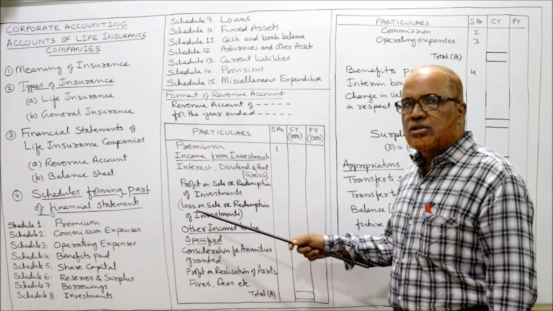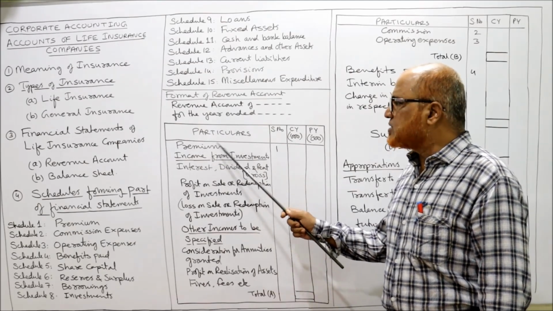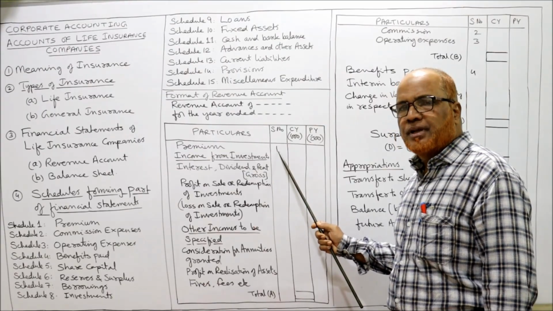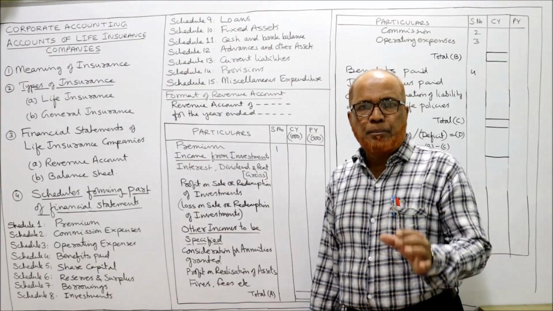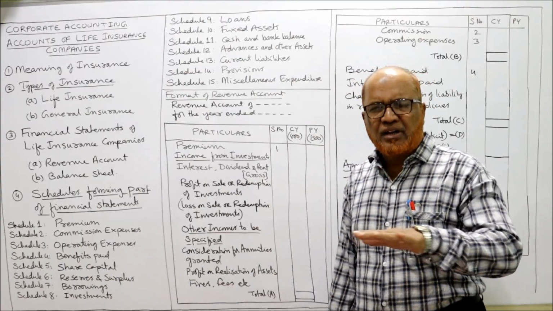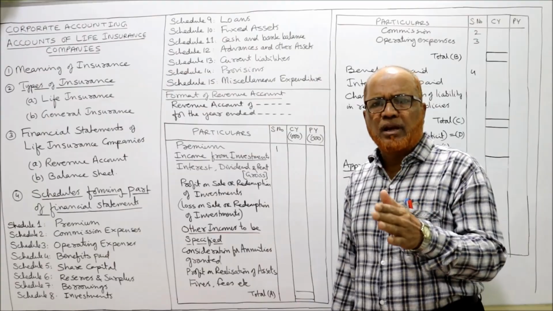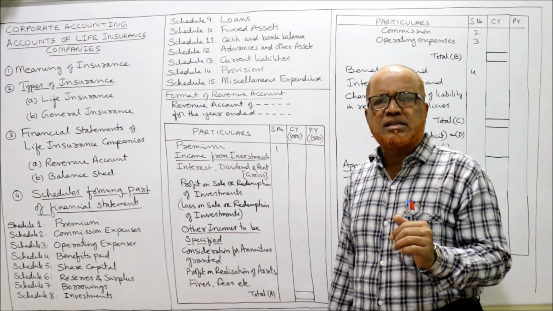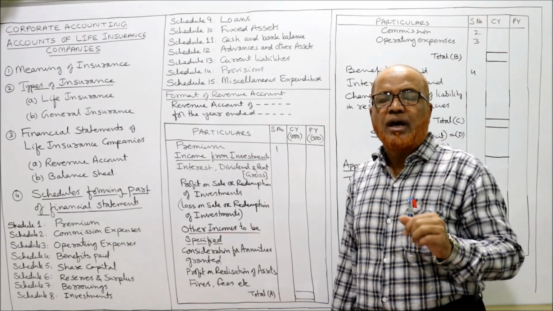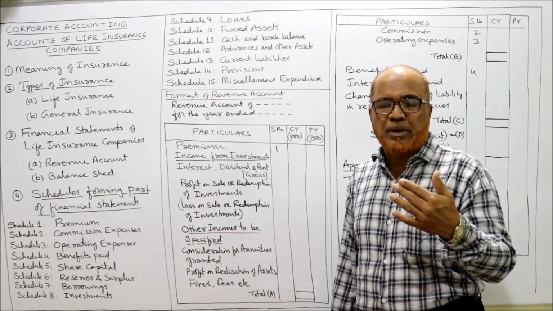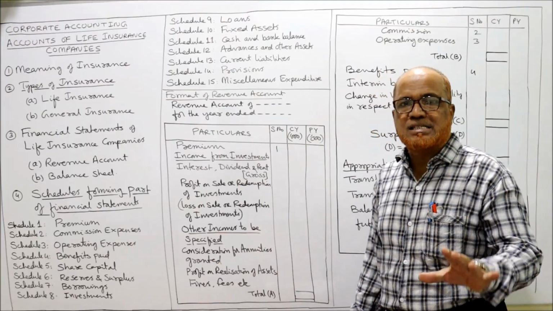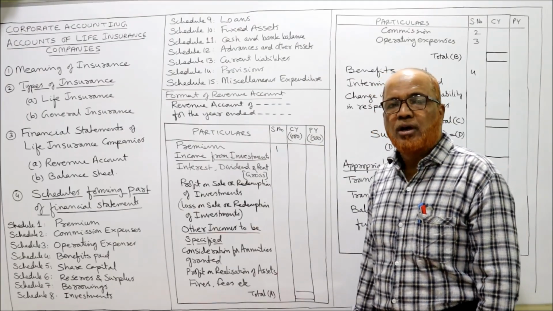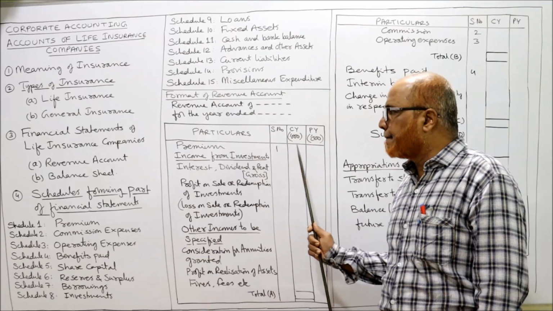So revenue account, how will it be? Premium. First we'll take schedule number 1, premium. In the schedule, we have to write the detail regarding the premium received. There are different types of premium: single premium, renewal premium, one-time premium, etc. All the different types of premium. Reinsurance premium ceded, premium accepted. All these details we have to provide in the schedule, and the total will be taken here.